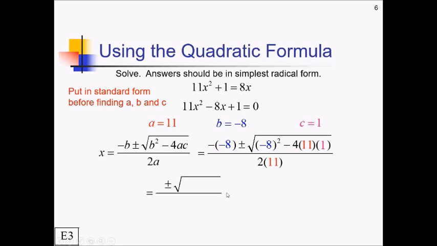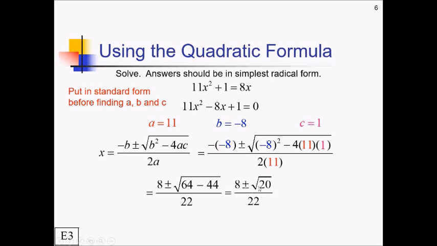So we've got negative 8. That's going to be positive 8. Inside, just take it in steps. We have negative 8 squared. That's going to be 64. And notice I had this negative in a parenthesis so I don't lose anything. And then we have 4 times 11 times 1, so we're subtracting 44. All of that over 2 times 11, which is 22. And then 64 minus 44, we can just make that 20.